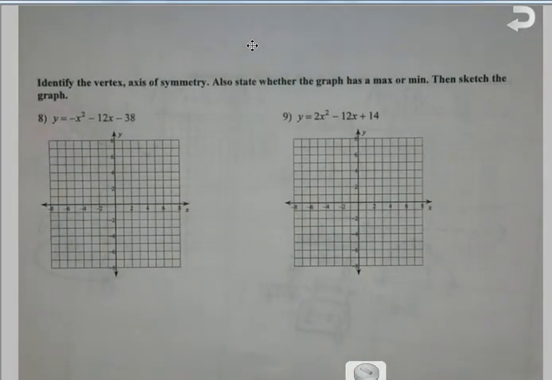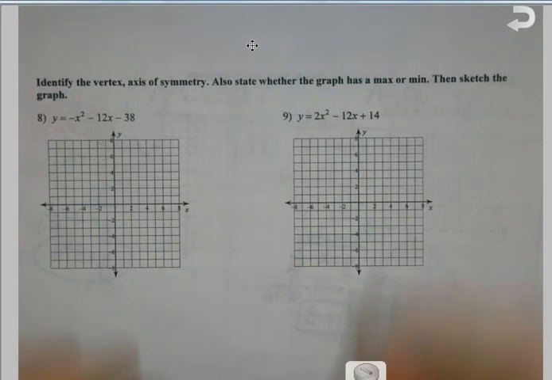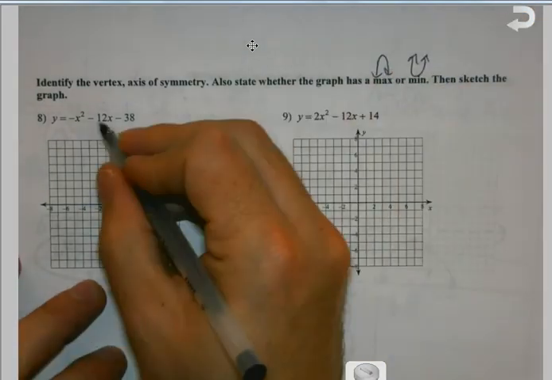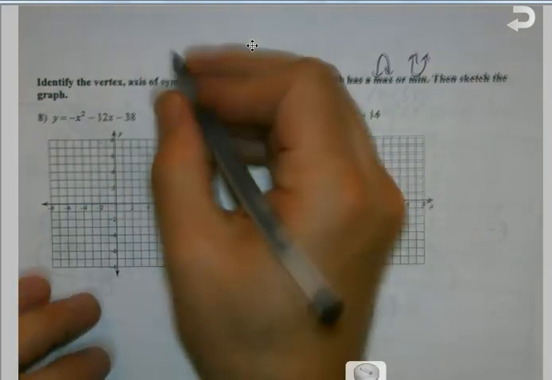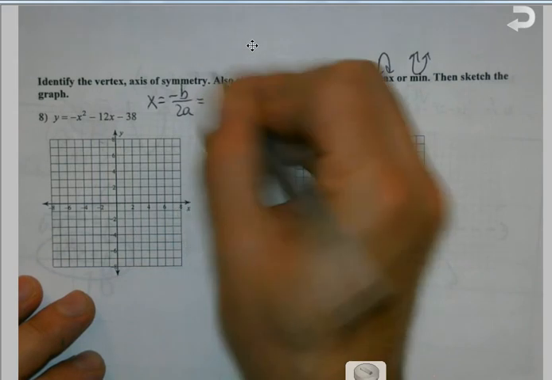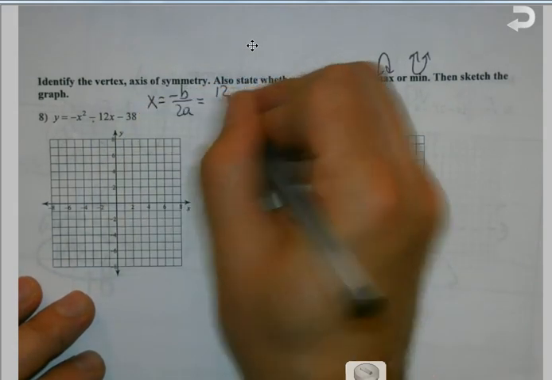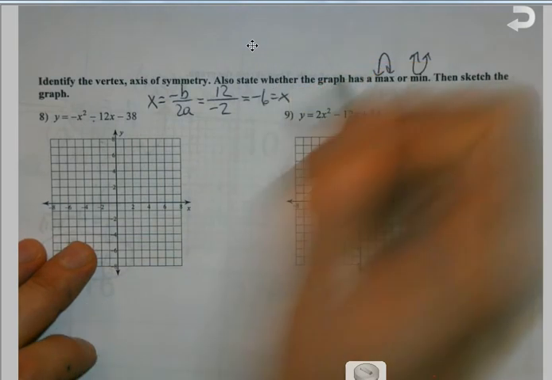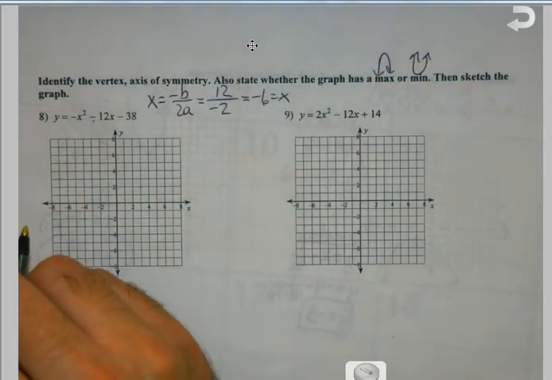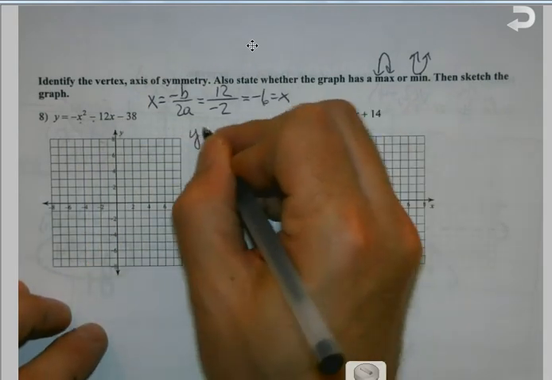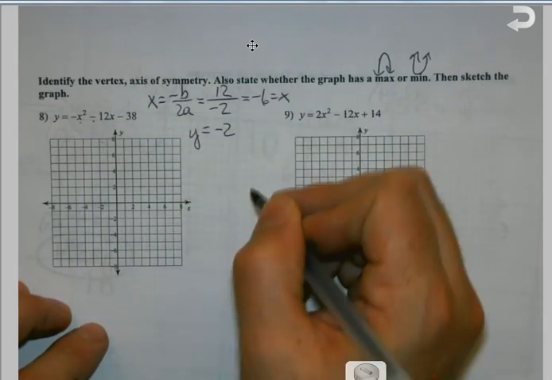And finally, a little work with this vertex, axis of symmetry, and max or min. Remember, max, min. Ooh, yuck, you're going to have to figure out the vertex this time. Remember, that's -b over 2a. So the opposite of -12 is +12. 2 times -1 is -2. So my x value is -6. Then when I plug that back in and work it through, you're going to have to trust me on this one. It's going to be -2.